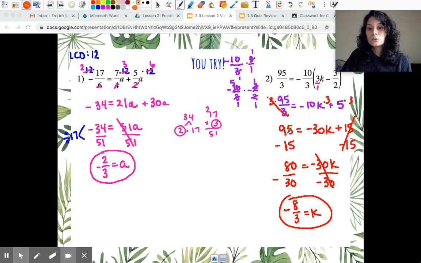The 3's canceled here, giving me 95. 3 times negative 10 gives me negative 30. 3 times 5 gives me 15. And from that point, it's a typical two-step. Subtract the constant first to get 80. Divide by the coefficient to get negative 80 divided by 30. And then these numbers both end in 0, so I can divide them both by 10.